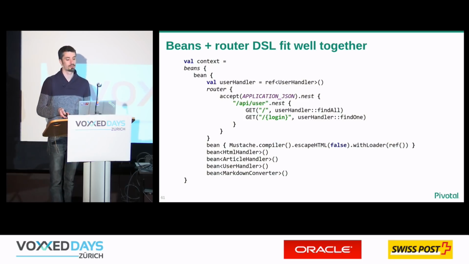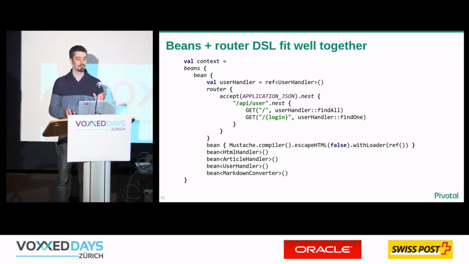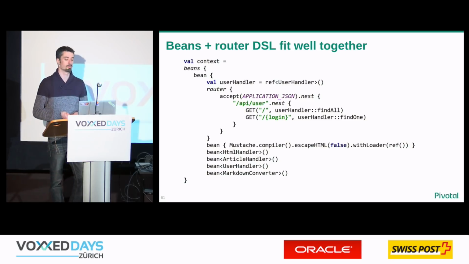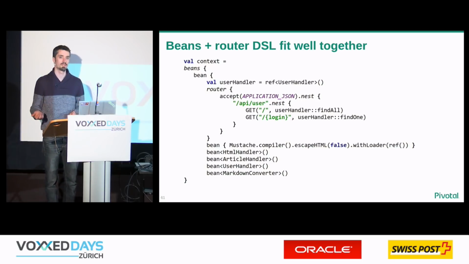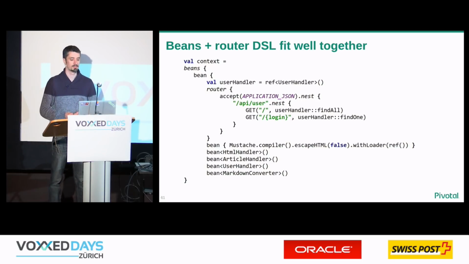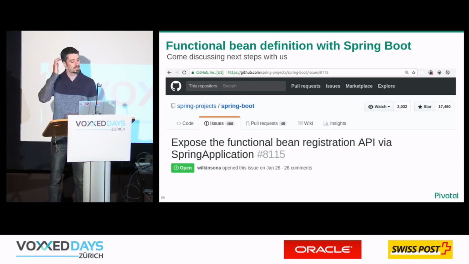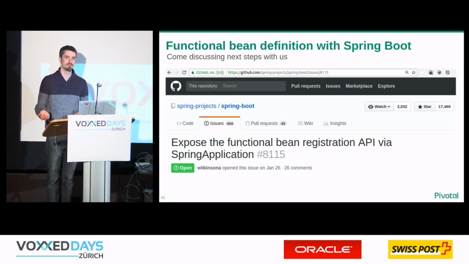So beans plus router DSL fit well together. In that one, I'm using the beans DSL, and inside the beans DSL, I'm using the router DSL to declare various routes. So you can see that's another way to build your application context, and that could be interesting. Currently, it's possible to use it in Spring Boot, but there is no first-class support, so you have to plug it in manually.